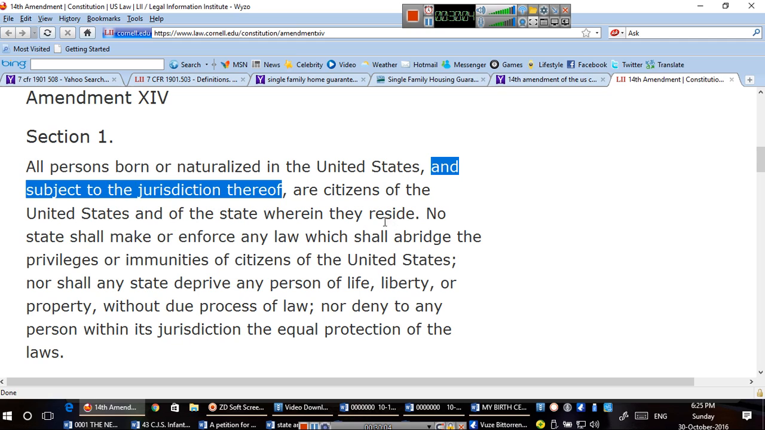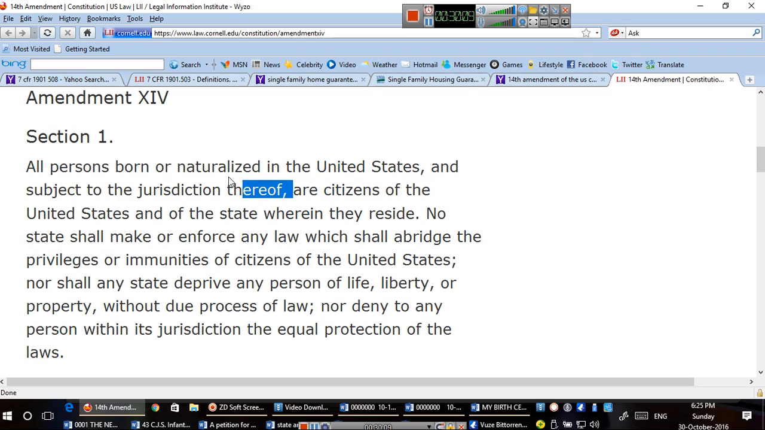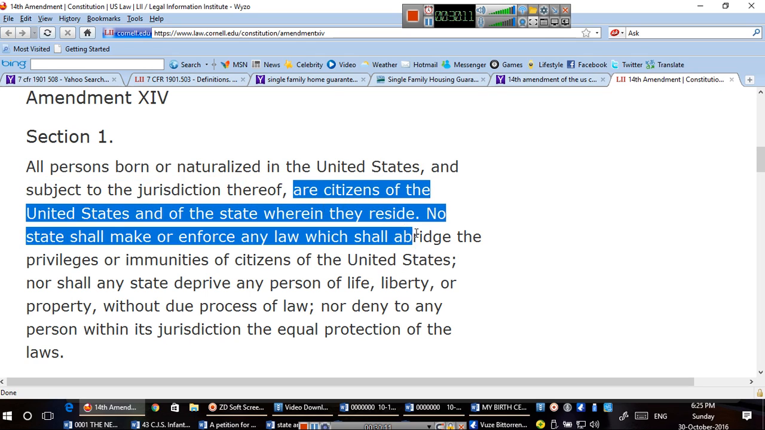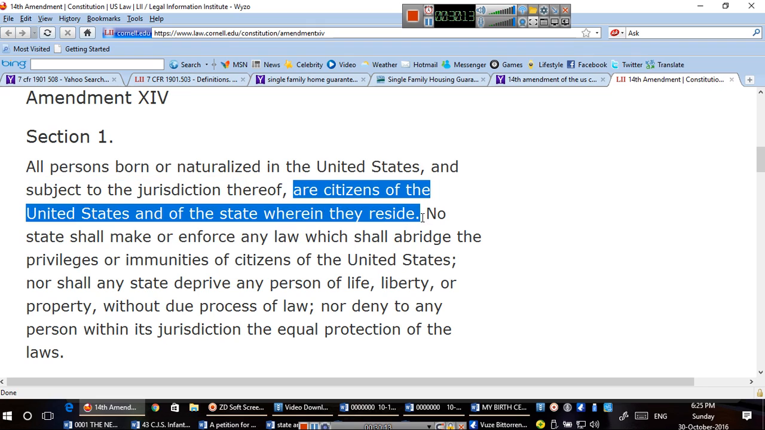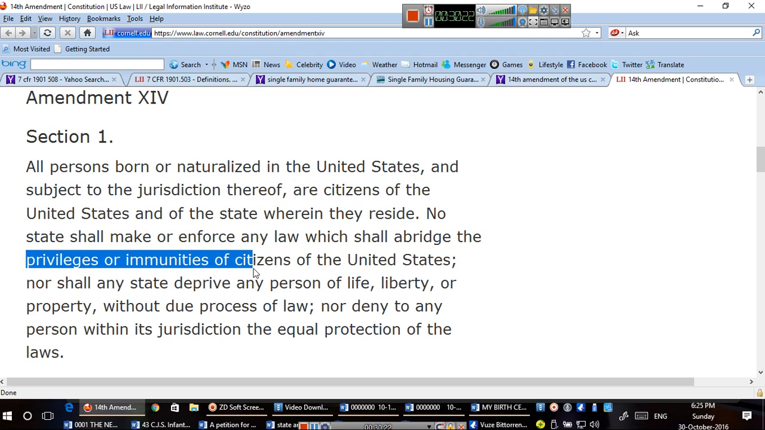Now, if you're a citizen of the state, you're a citizen of the United States. Pay attention, are citizens of the United States and citizens of the state where they reside. They go hand in hand. Now, no state shall make or enforce a law that abridges the privileges or immunities of citizens of the United States.